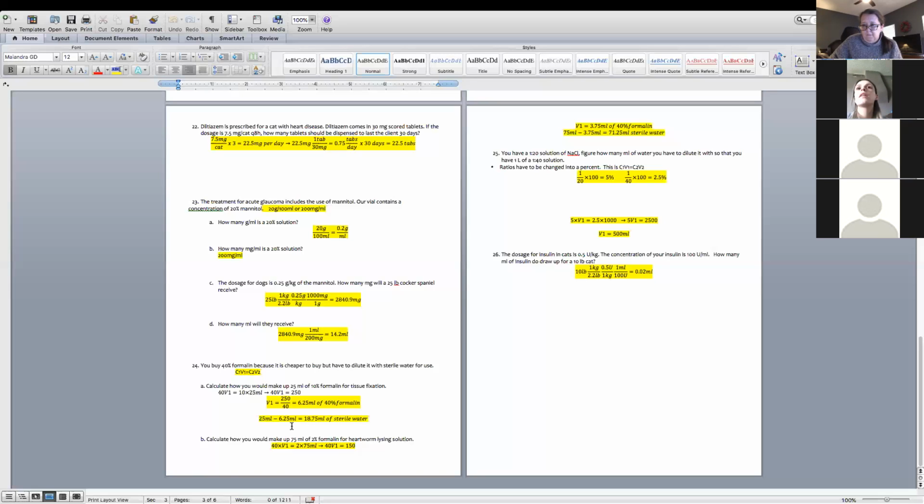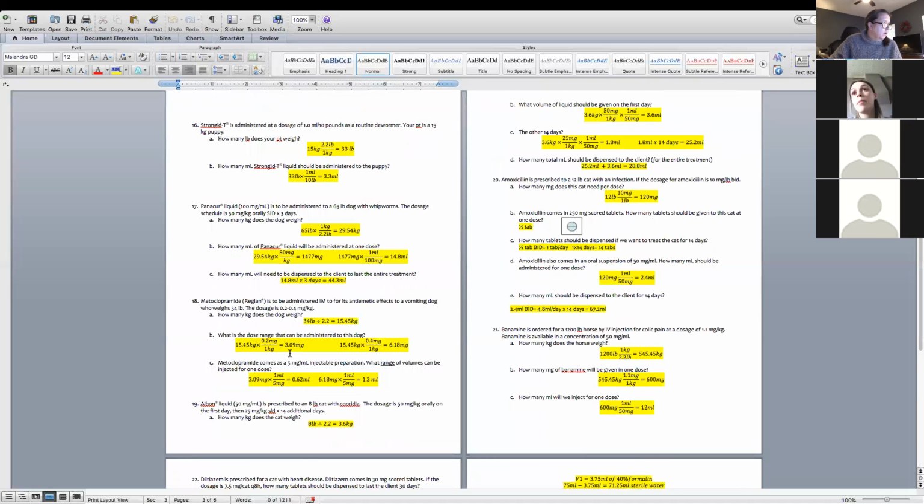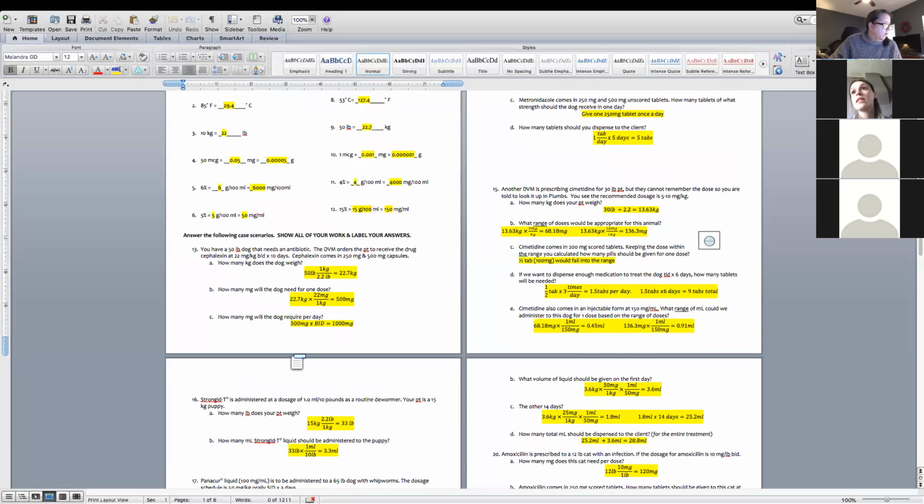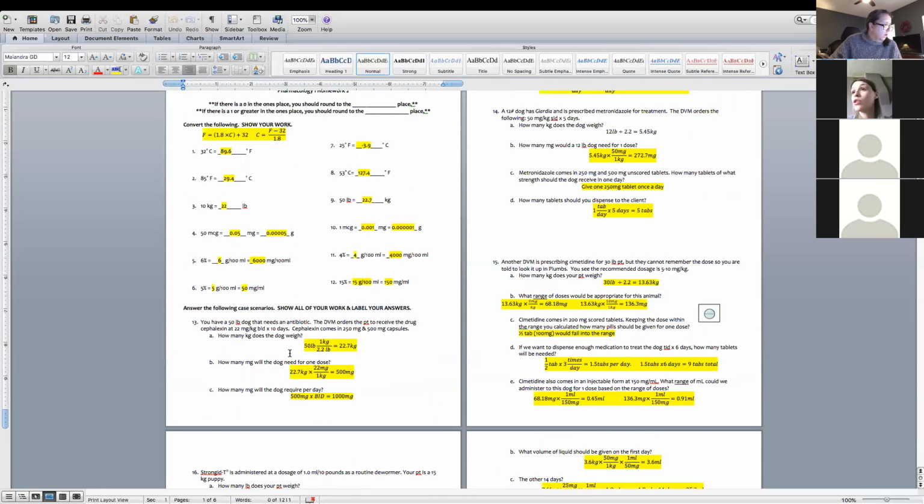Okay, and then another question about a different part of the math. It says, you have a 50-pound dog. It's number 13. You have a 50-pound dog that needs an antibiotic. The DVM orders the patient to receive the drug cephalexin at 22 milligrams per kg BID for 10 days. Cephalexin comes in 250 milligram and 500 milligram capsules. So the first one is how many kilograms does the dog weigh, which is 22.7.